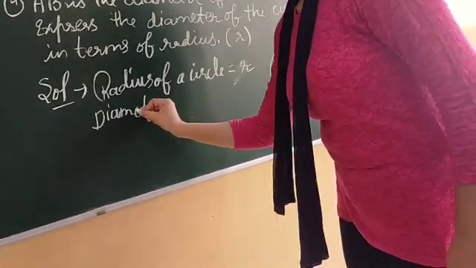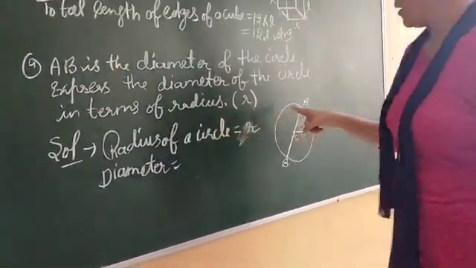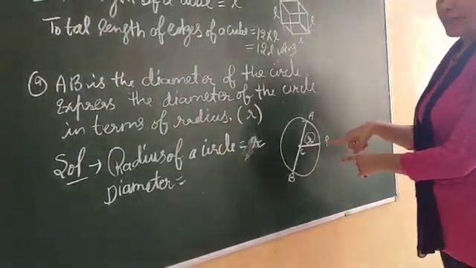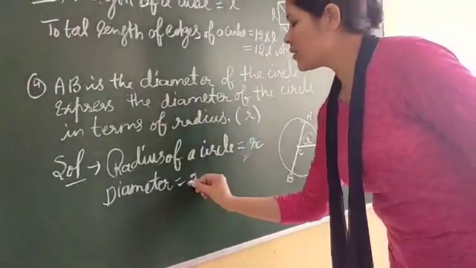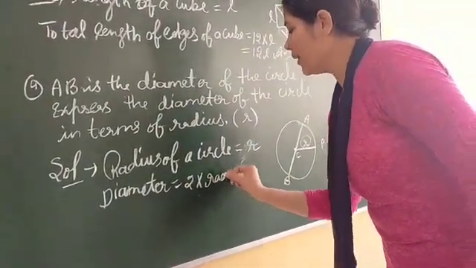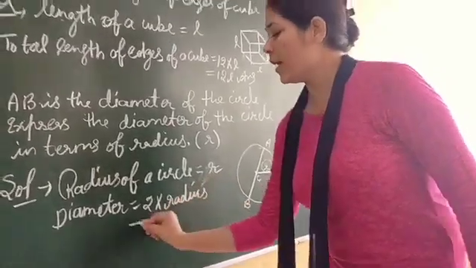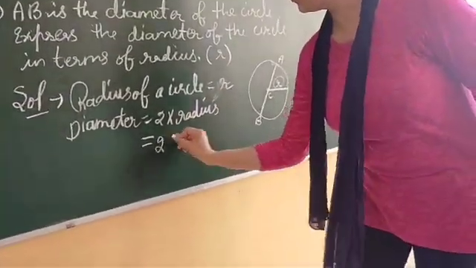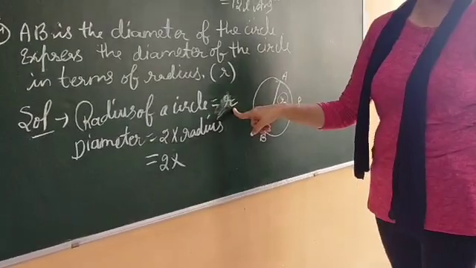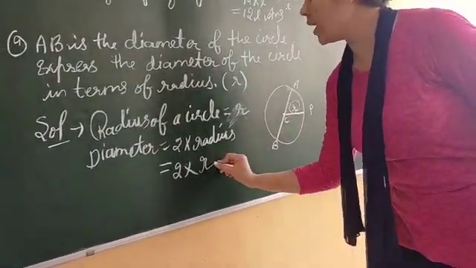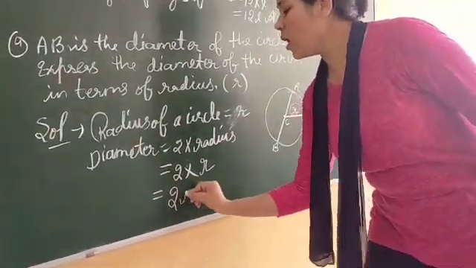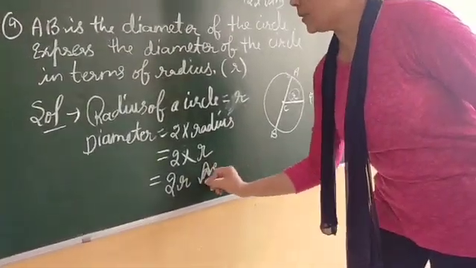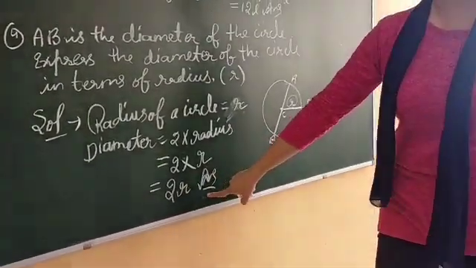So what is the formula of diameter? You know that diameter is double the radius. Right? So the formula of diameter is 2 multiply radius. So here 2, what is the radius here? R. So instead of radius we will put R here. It will be 2R. It means this is the diameter, double of the radius.